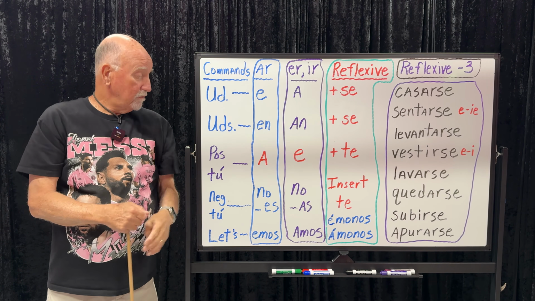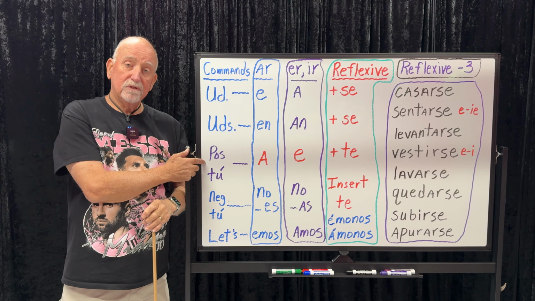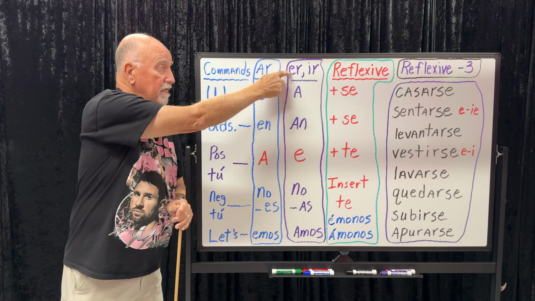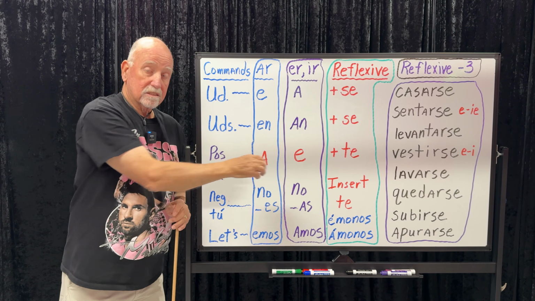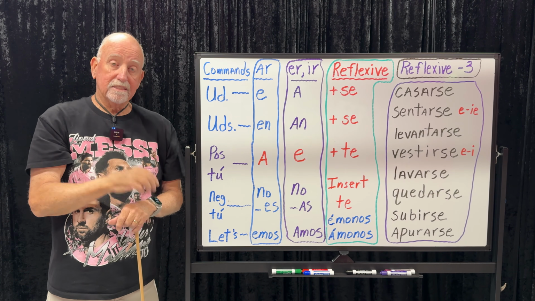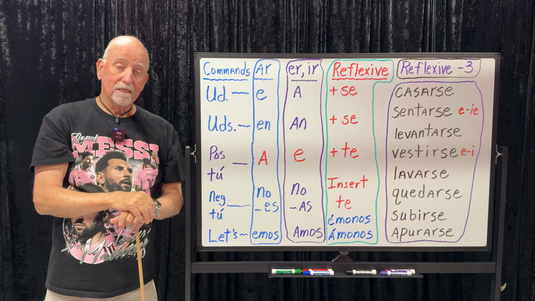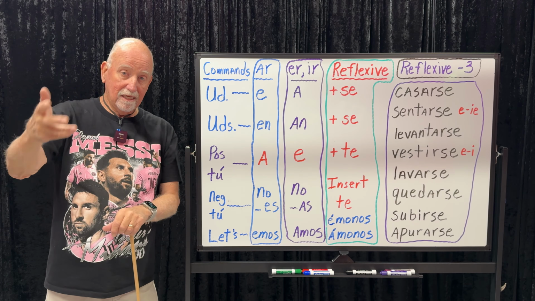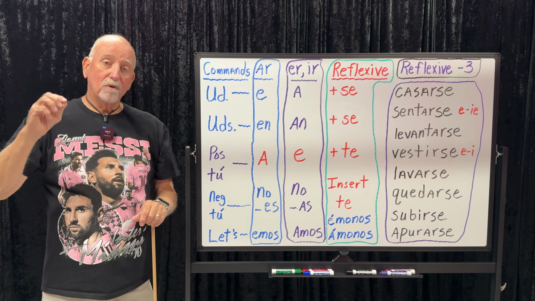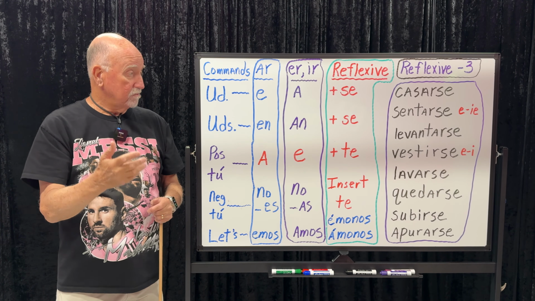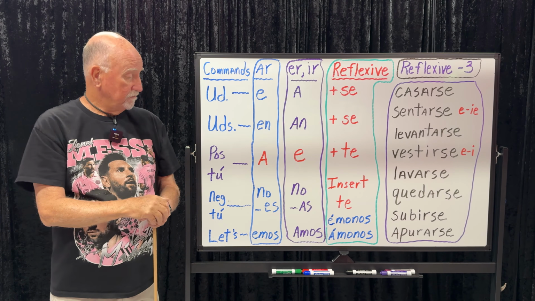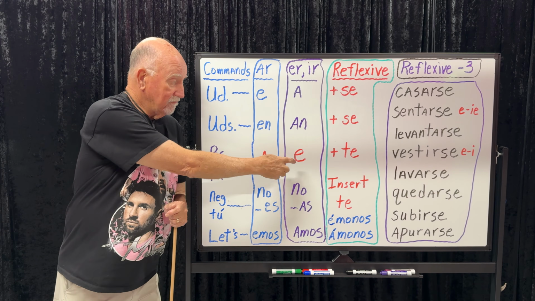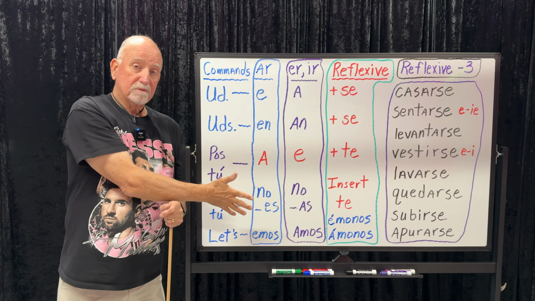But also we want to remember that the positive tú command is regular vowel. If it's an AR verb, it's going to be A. If it's an ER or IR verb, it's going to be E. It's the regular vowel. It's the él/ella form of the present tense. Yeah, there are some irregulars like haz, ten, pon, ven, sal, sé, ve, di. We got it. But we want you to know that for the bulk of verbs in the Spanish language, the positive tú command is regular vowel. Everything else is opposite vowel.